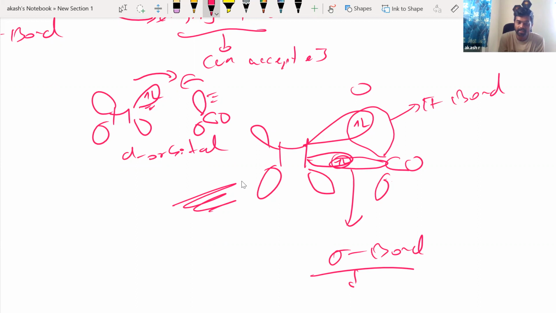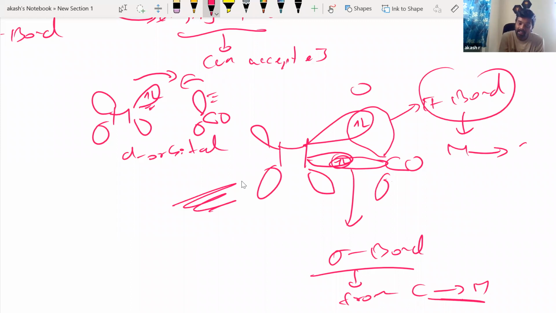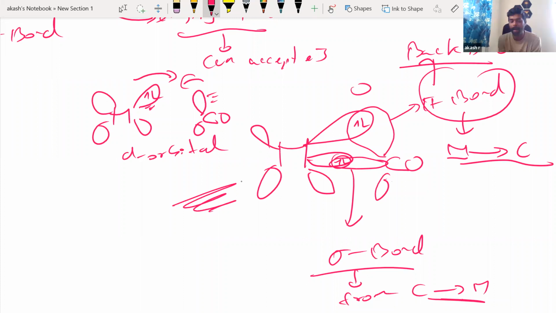That is, this sigma bond is coming from carbon to metal. Look at the arrow mark: carbon to metal. That's your coordinate bond. Now, how is the pi bond coming? The electrons are coming from the metal and get donated to the empty orbital of carbon. That is a pi bond. Don't you see that we have a sigma bond as well as a pi bond happening? This pi bond can also be called a back bond.